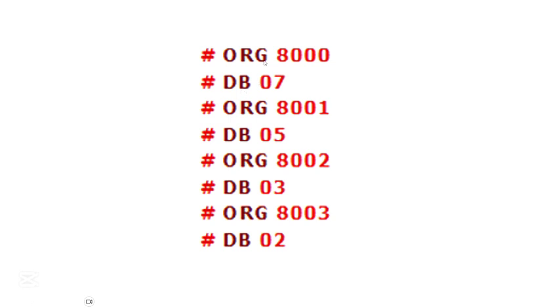So here in my case, my origin is 8000H, where my defined byte is 07. In the 8001 origin, I put the value of defined byte 05. In ORG 8002, my defined byte is 03, and lastly the origin in 8003, the defined byte is 02.